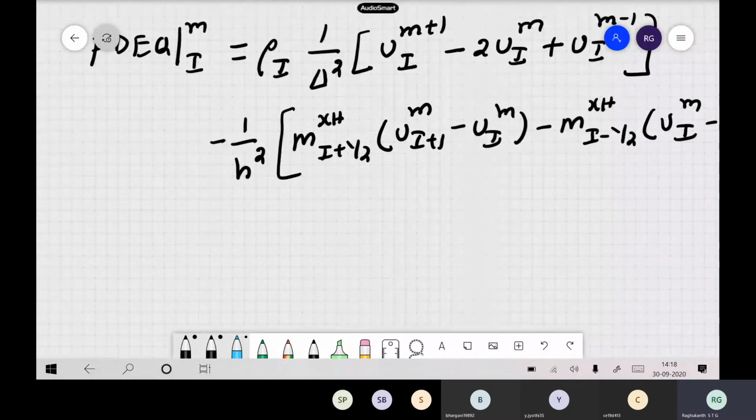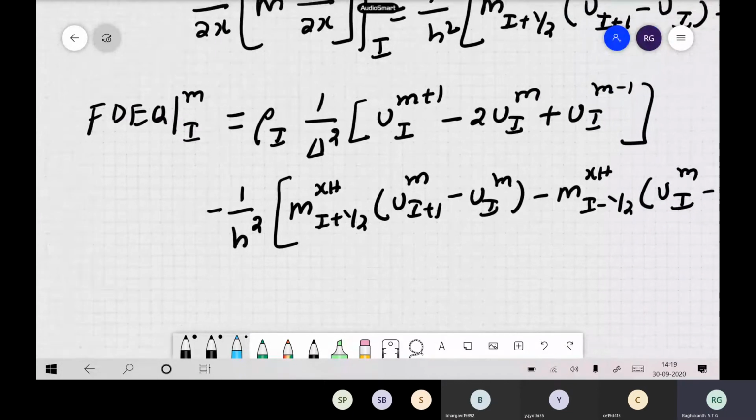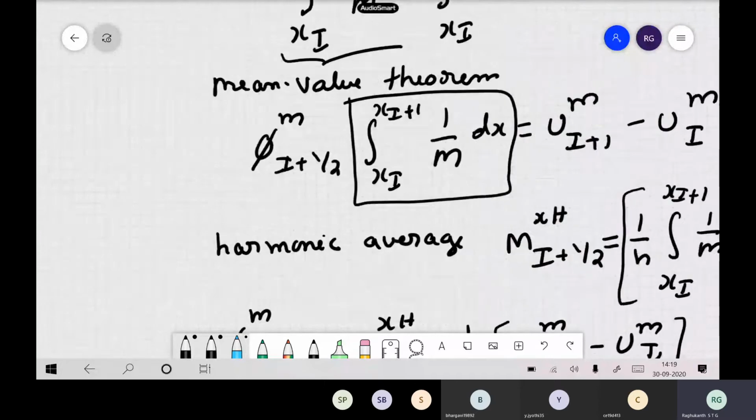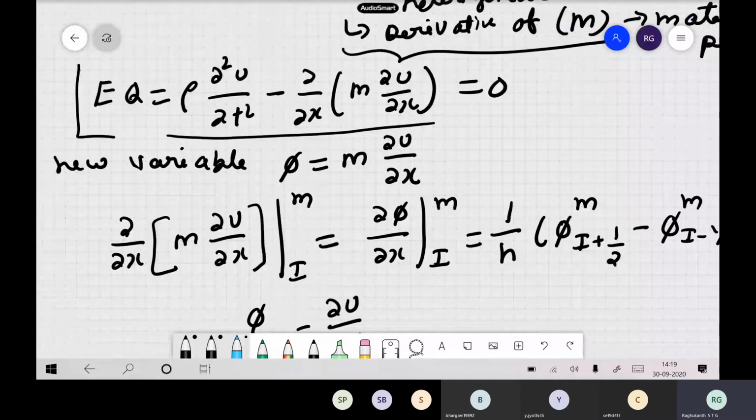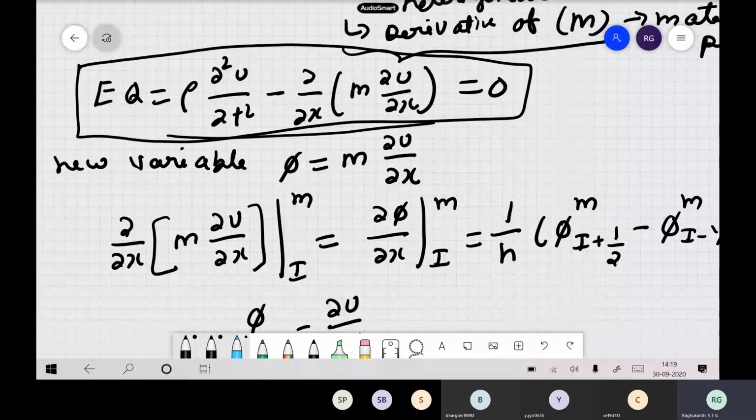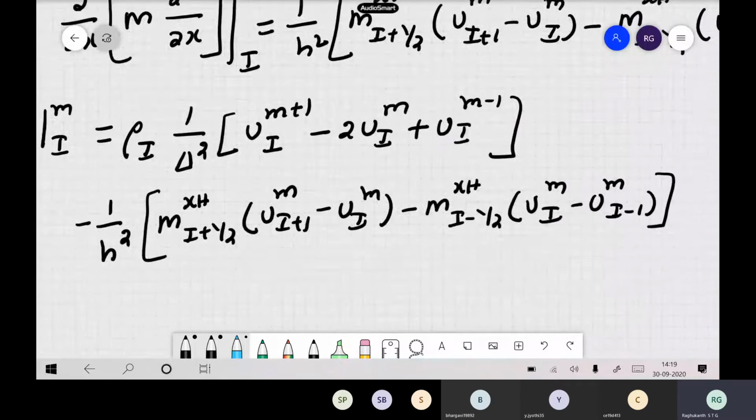So this is our final difference equation. This was our original equation, that we have already written here. So now this equation we have represented in a finite difference format, this type of a format.